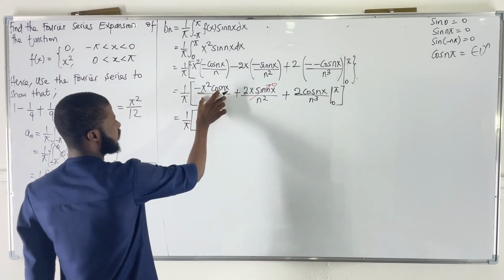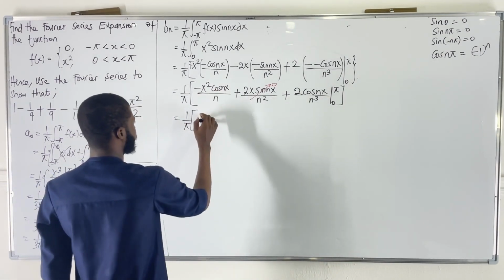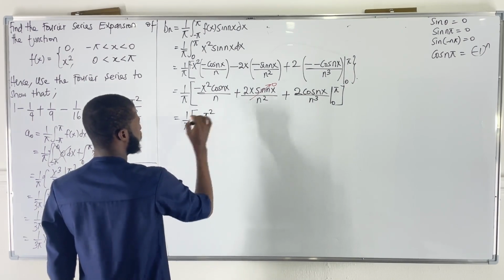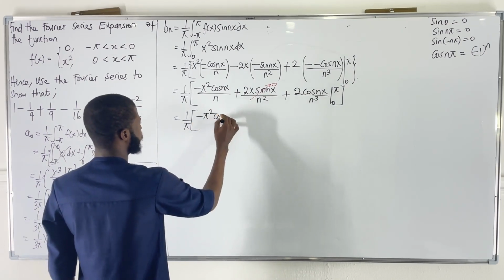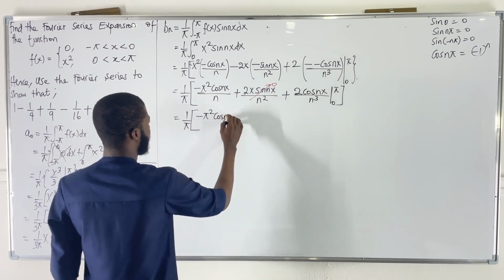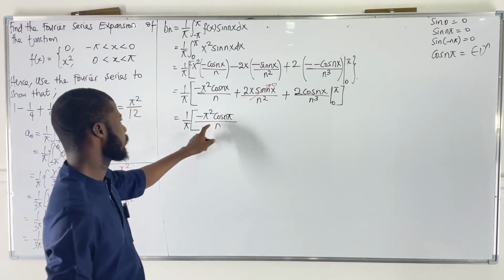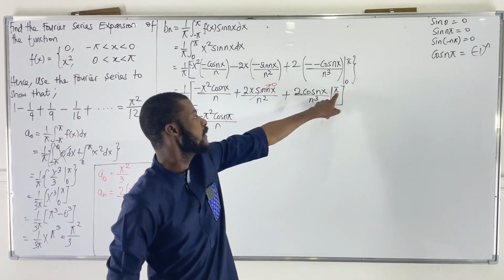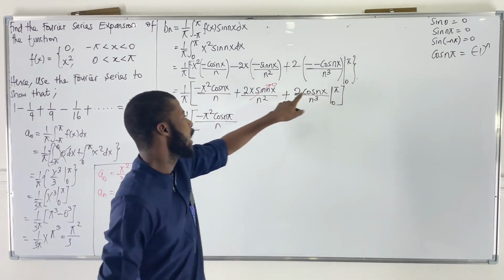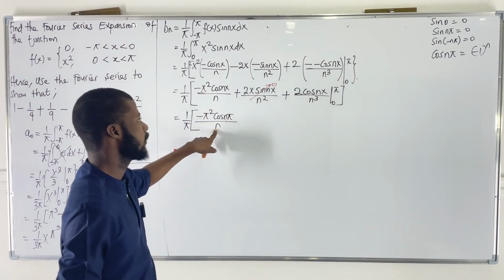So I'm going to go with this one first. Let me put in my pi and 0 for this one. So this will be minus pi squared cos n pi over n. So this is the first one. Anywhere you see x, when you put in pi, this is x, right? So when you put in your pi here, you're going to have minus pi squared cos n pi over n.